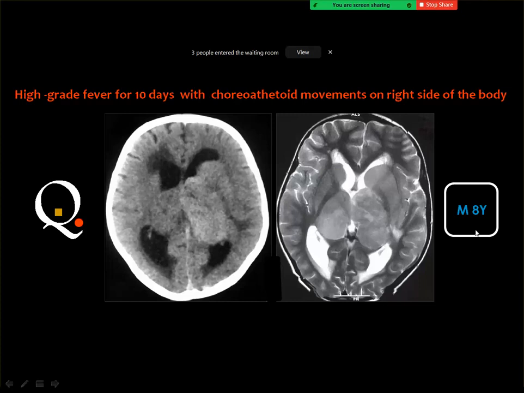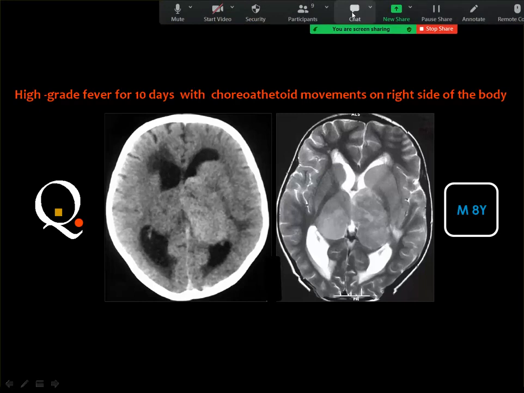This is a male child with high-grade fever for 10 days and choreoathetoid movements on the right side of the body. This is CT and MRI T2 weighted images.